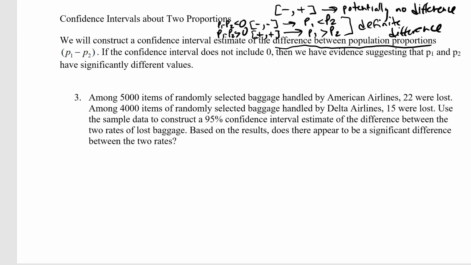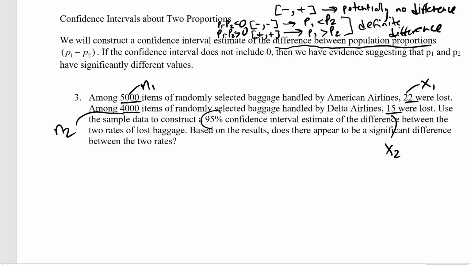Okay? So among 5,000 randomly selected bags on baggage, so that is our sample size 1, 22 were lost. We're calling that a success. Among 4,000 randomly selected by Delta, 15 were lost.